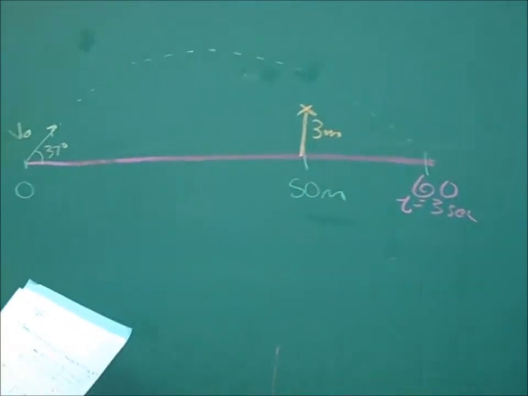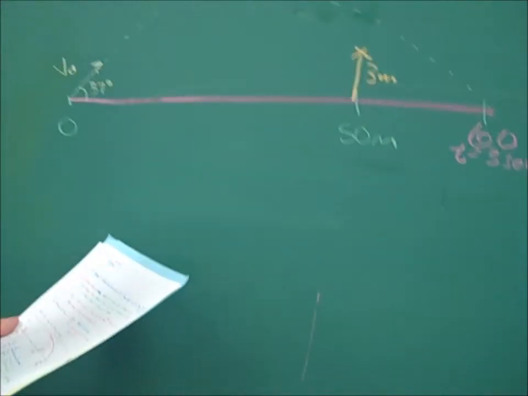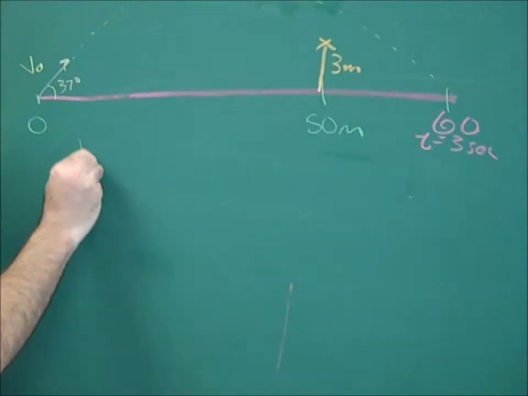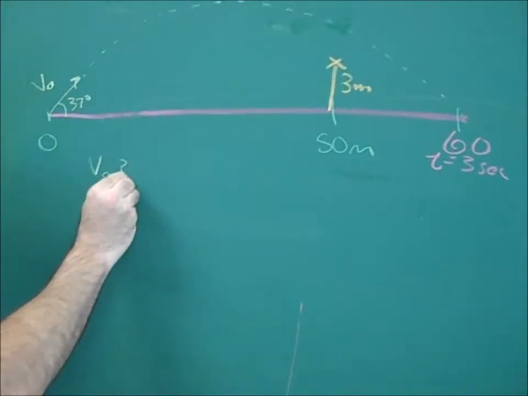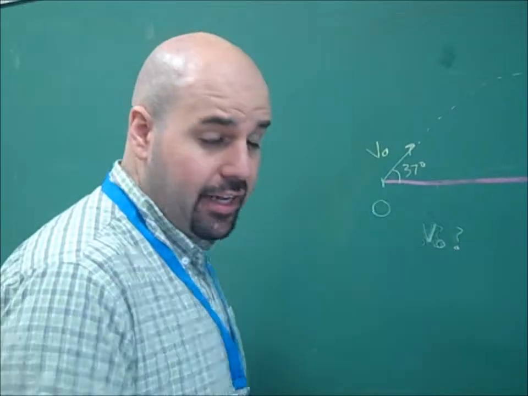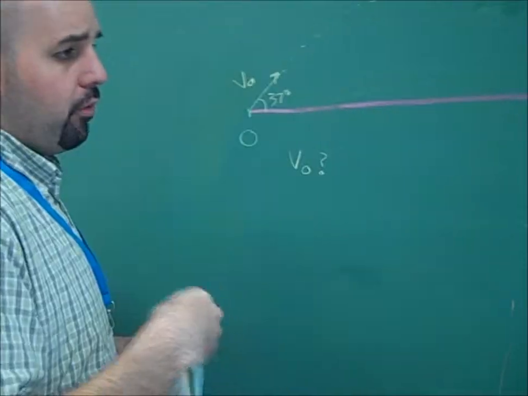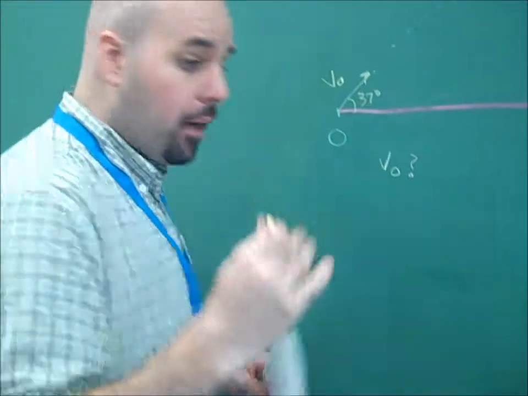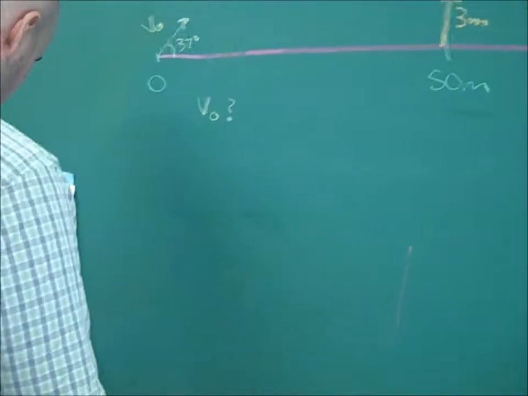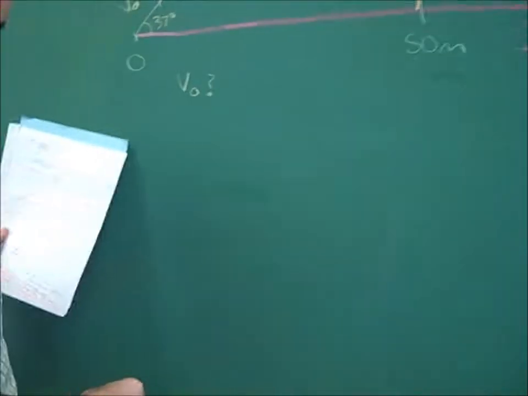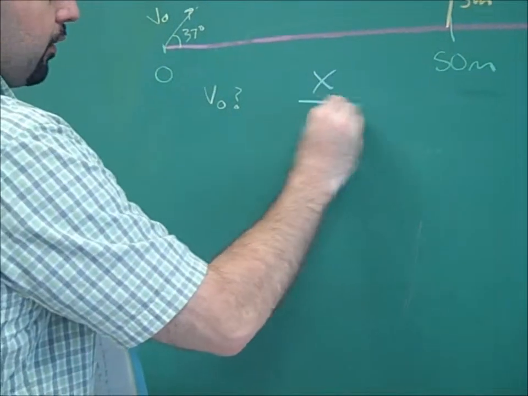That's my picture. That was part A. Part B says find the overall initial velocity. Now, overall, is that the x, the y, or them combined? And the answer is them combined. So what we're going to do is make our information of x and y.